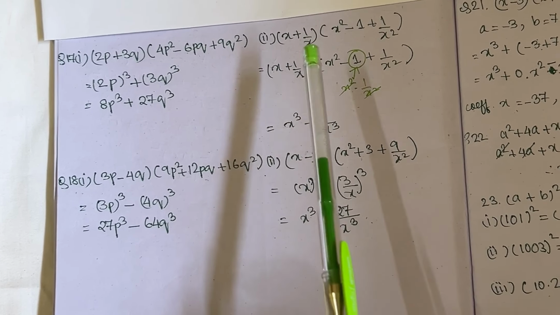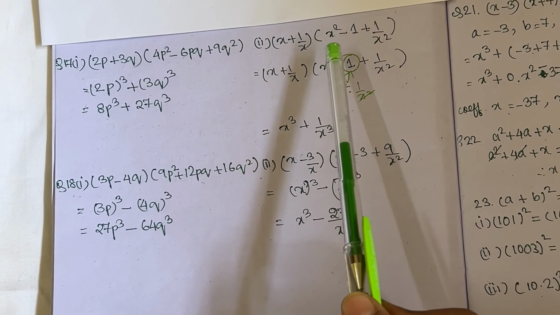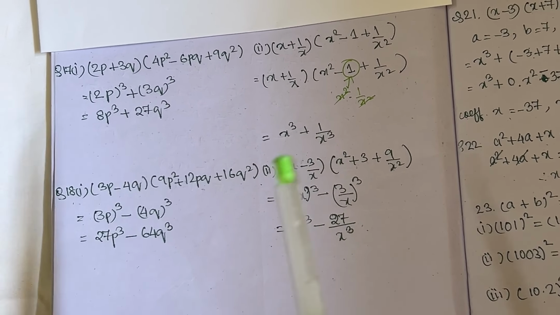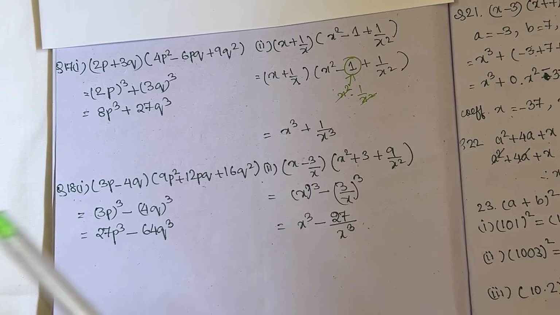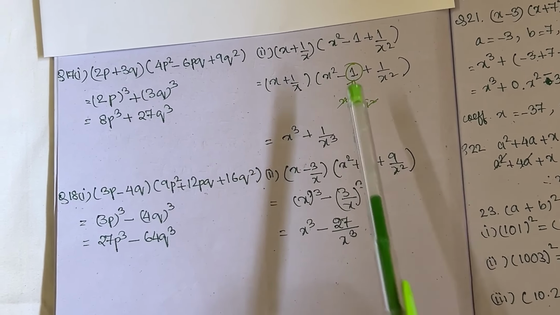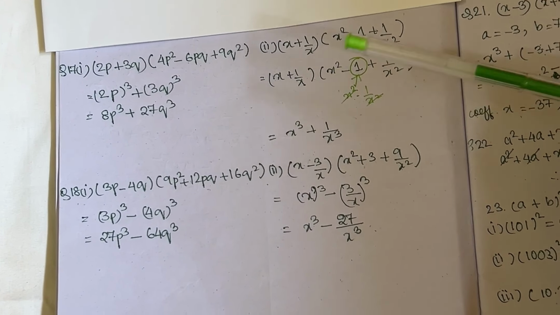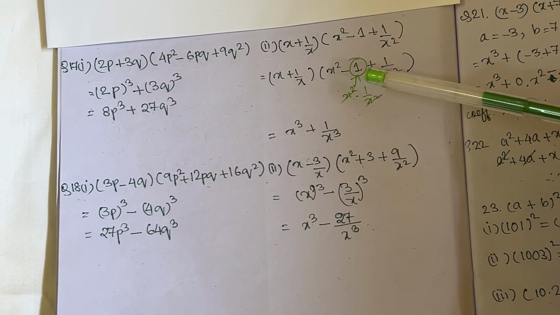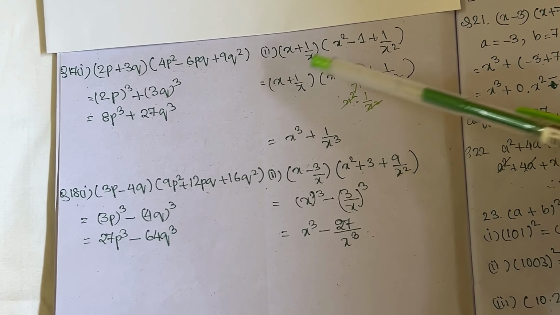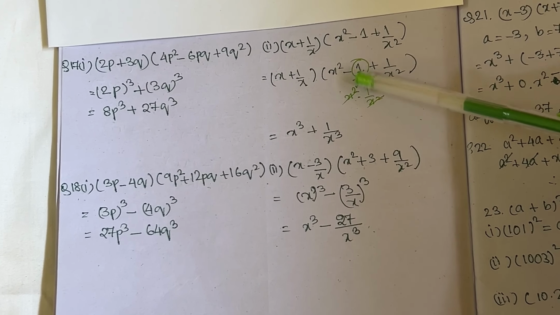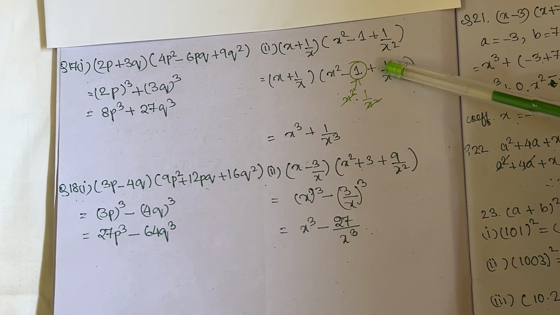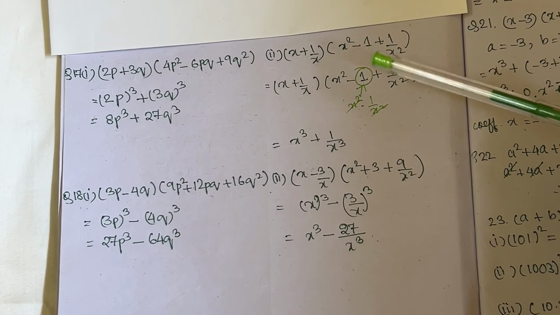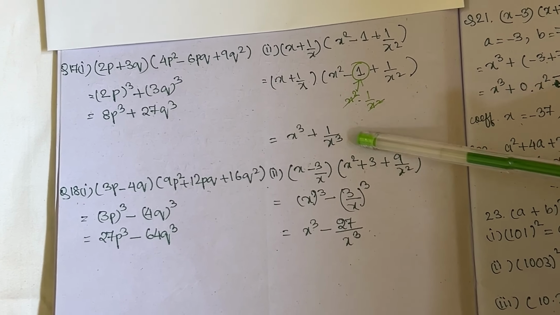Now for part 2, that is (x plus 1 by x) into (x square minus 1 plus 1 by x square). Now here also it falls into one formula, that is the a cube plus b cube format. Now you can see here 1. So many people get confused how it is a cube plus b cube. But if this is a and this is b, the formula is a square minus ab plus b square. ab is x into 1 by x, so it gets cancelled out and it becomes 1. So the answer is x cube plus 1 by x cube.